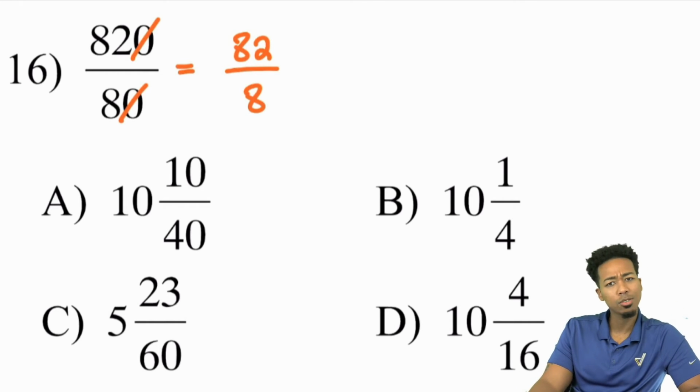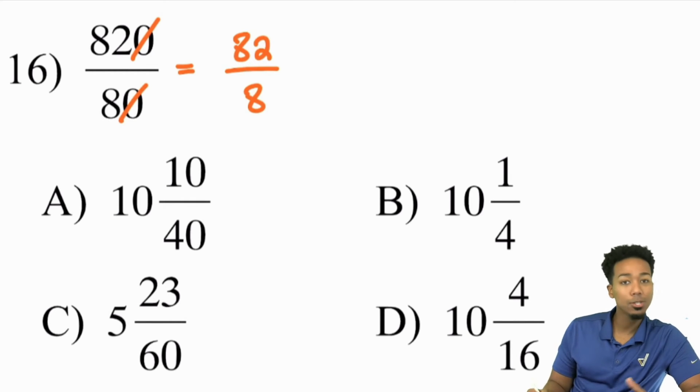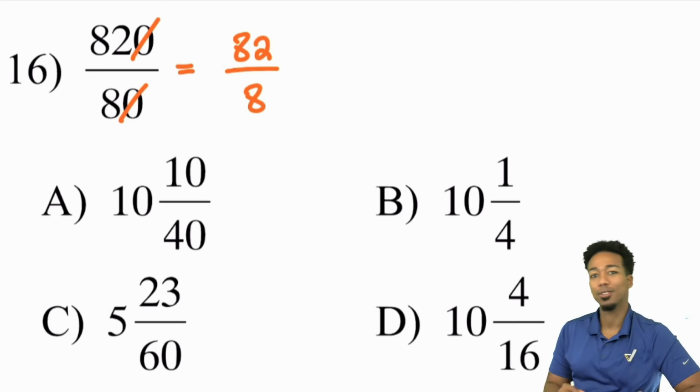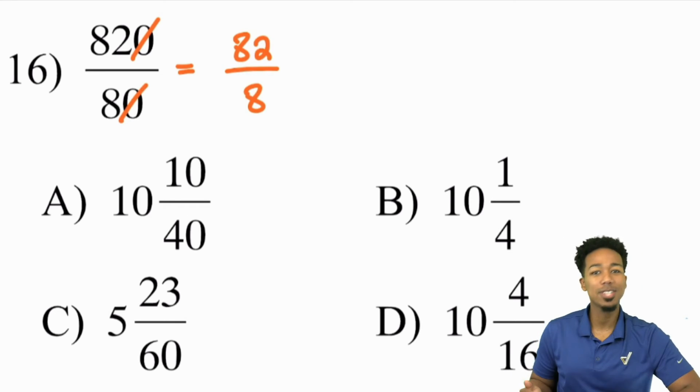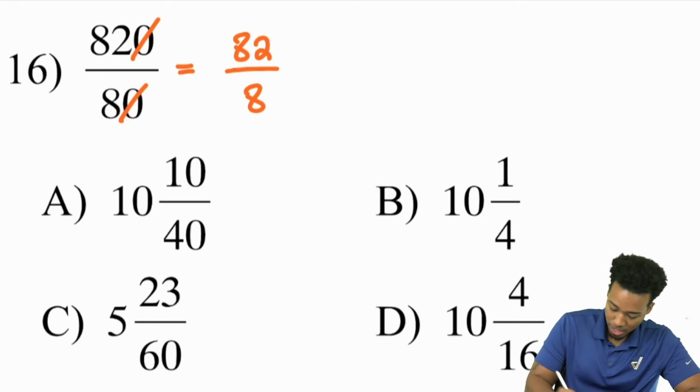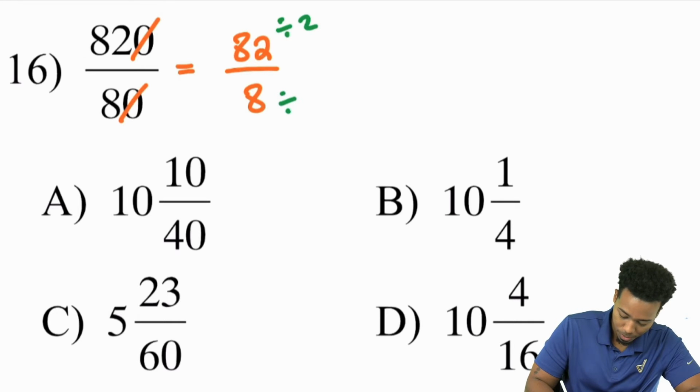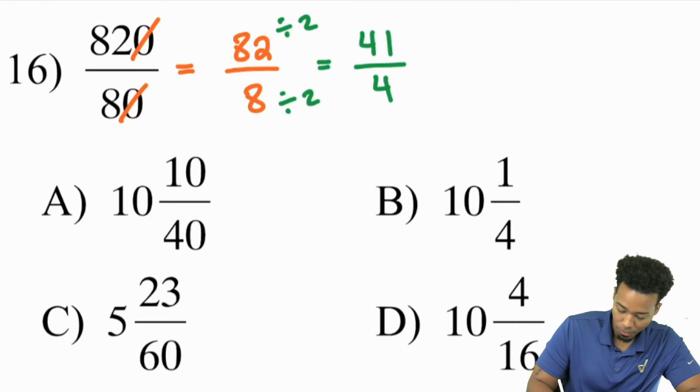And so can we continue simplifying this? Yeah, we can. Because guess what? 82 and 8 are both even numbers. And what do we know? With even numbers, they're both divisible by 2. So I'll divide them both by 2. And in doing so, I get 41 over 4.